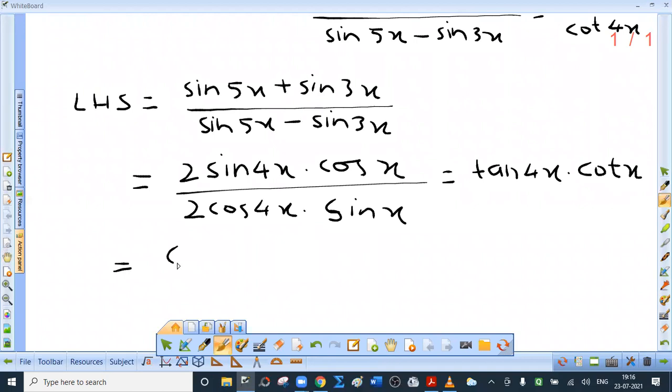Now tan is 1 upon cot because we need the answer in that form. When we are asked to prove something, we have to prove the same thing. We can't help. So cot x upon cot 4x, which is nothing but right hand side.